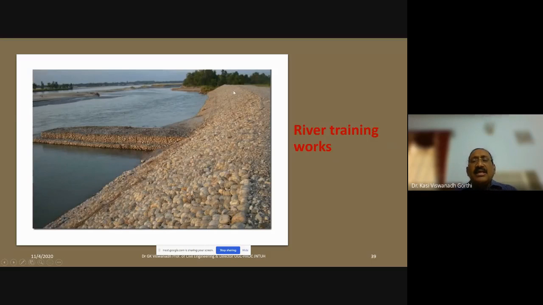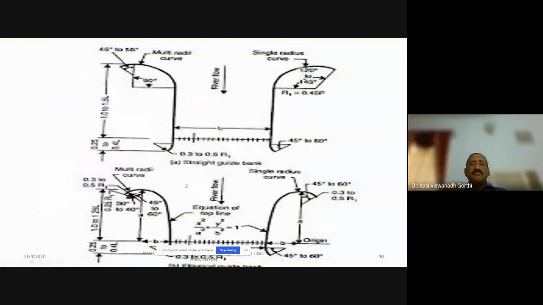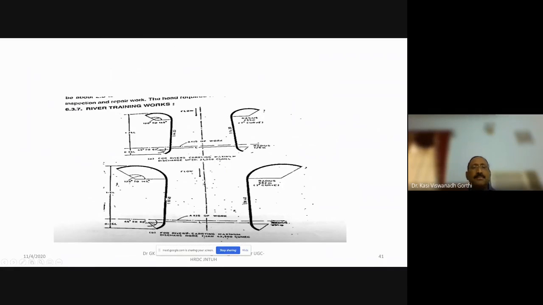You may see here, these are the river training works which are provided. The purpose of providing these marginal bunds or guide banks will be to see that the water flows directly in the regulated river portion. Thereby the water can enter into the canal diversion works. So this is how the specifications are given for the guide banks, also the marginal bunds. Guide banks and marginal bunds. So that is the river training work.